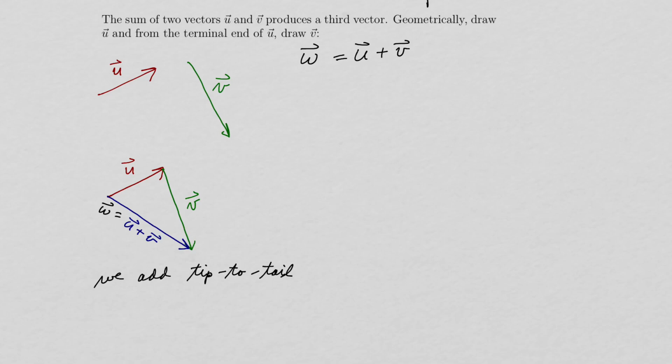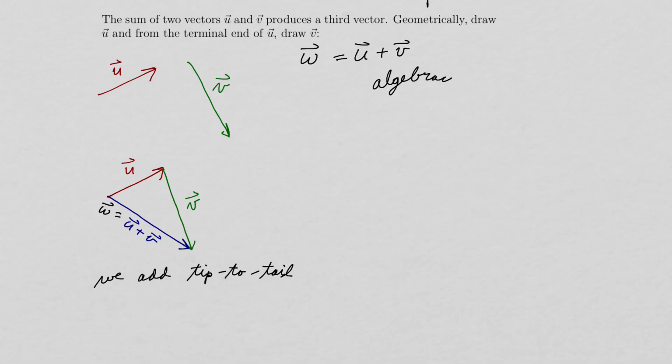Okay, so that's all there is to adding vectors. You always just add tip to tail. Again, if you take a physics class, you will learn a lot more about that in the physics class. Now, how do we do this algebraically? Well, we basically just add components.